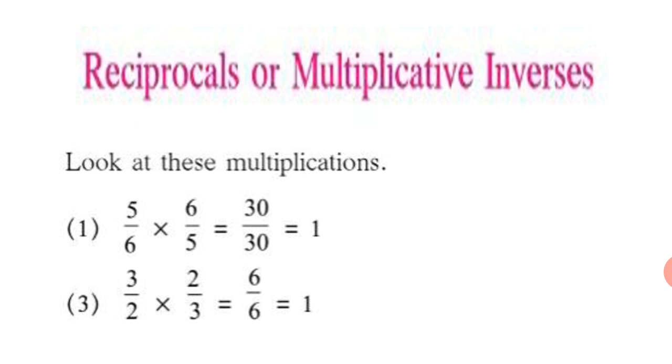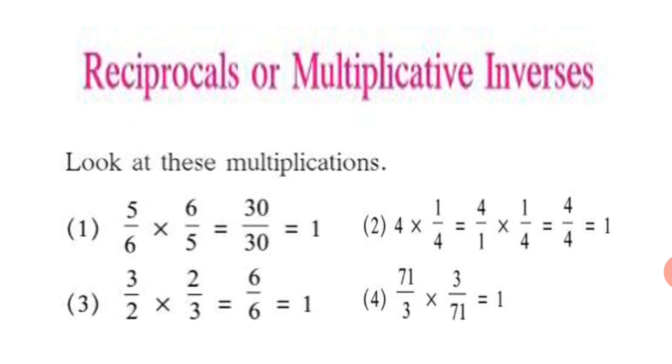Look at these multiplications. 5 upon 6 into 6 upon 5. Multiply the numerators. 5 into 6 gives us 30. Now denominators. 6 into 5 is also 30. 30 divided by 30 is equal to 1. Or you can first divide 5 ones are 5, 6 ones are 6 and obtain the answer 1. Okay. So this you have already studied in the previous practice set.